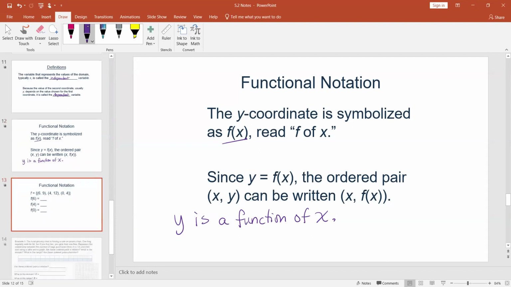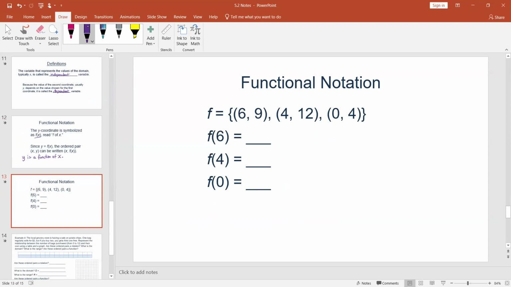So let me show you in an example what this would look like. For example, if we have a function that we just looked at before with these three ordered pairs, if x is 6, then the function of 6 is 9. It's your y. The function of 4 is 12. The function of 0 is 4. Again, right now, we're just learning what these look like and how we interpret them. We're learning our definitions. We're learning to speak the language of coordinates and functions and relations.